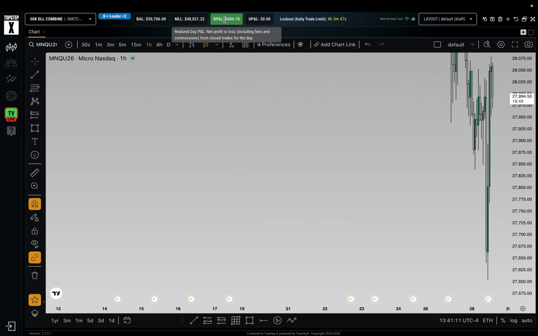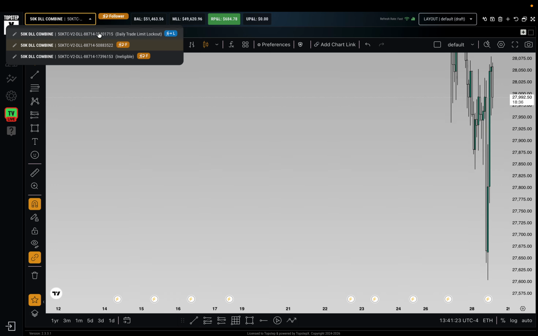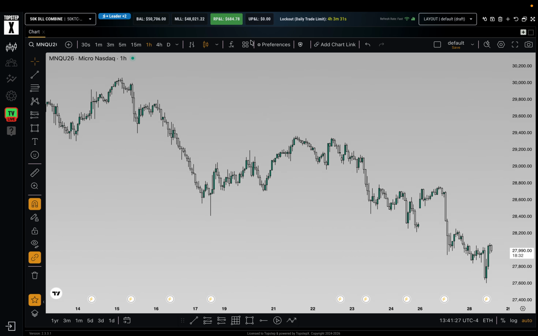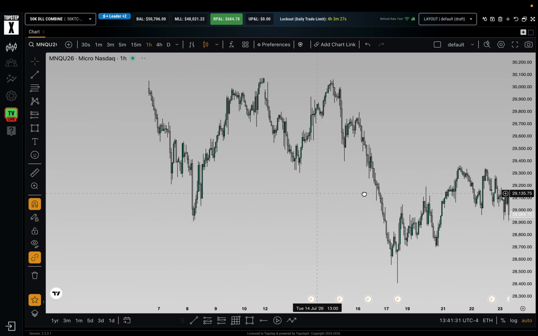So I'm up almost $700, and on this I'm back to the maximum loss limit. I still have like 150, so it's good. Okay, so I took 4 trades today, but the trade limit hit because I added to a position. So I will explain them.